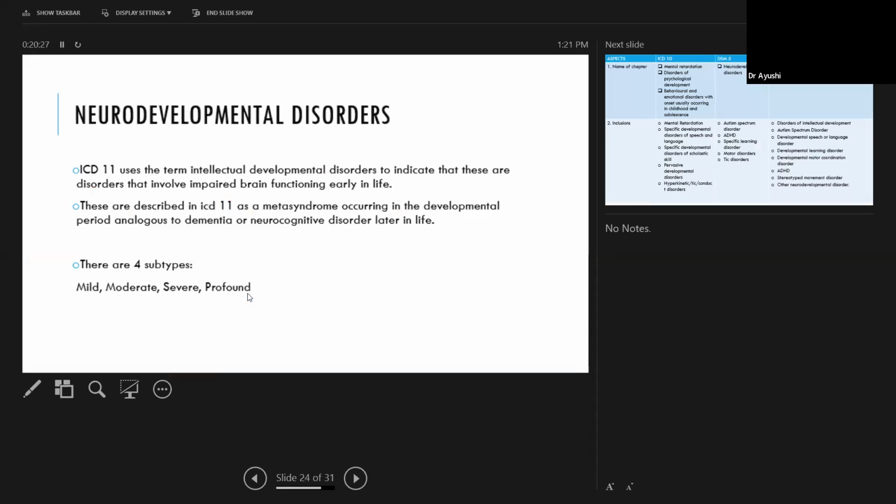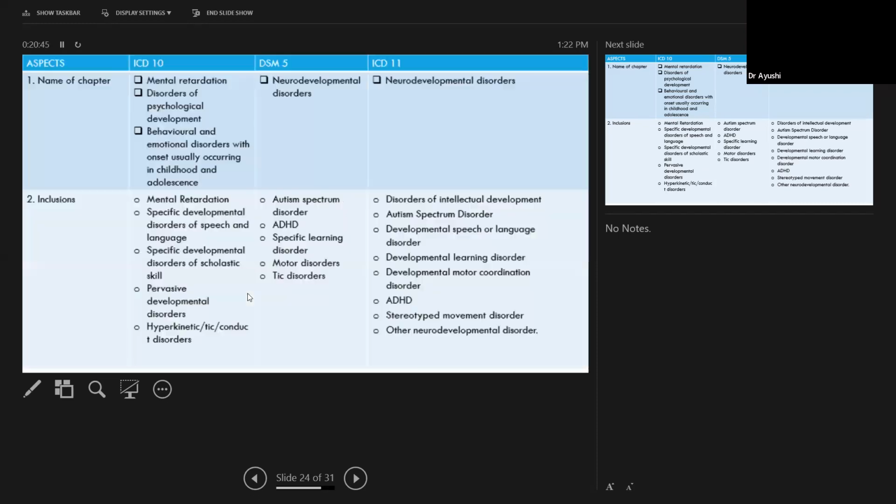The neurodevelopmental disorders. ICD-11 uses the term intellectual developmental disorders to indicate that these are disorders that involve impaired brain function early in life. These are described in ICD-11 as a meta syndrome occurring in the developmental period analogous to dementia or neurocognitive disorder later in life. There are 4 subtypes: mild, moderate, severe, and profound.